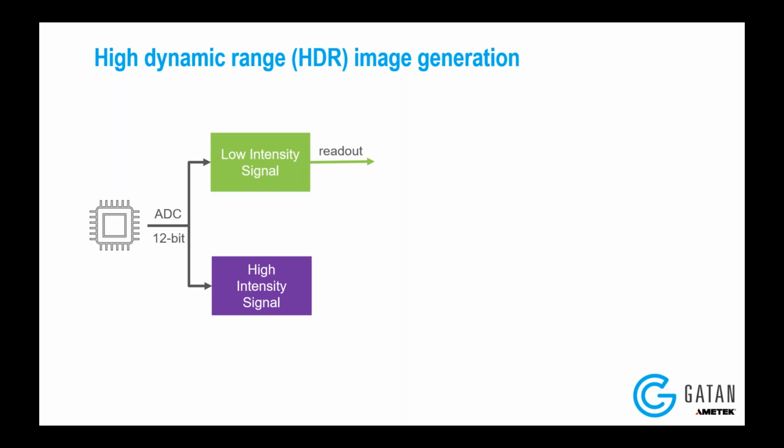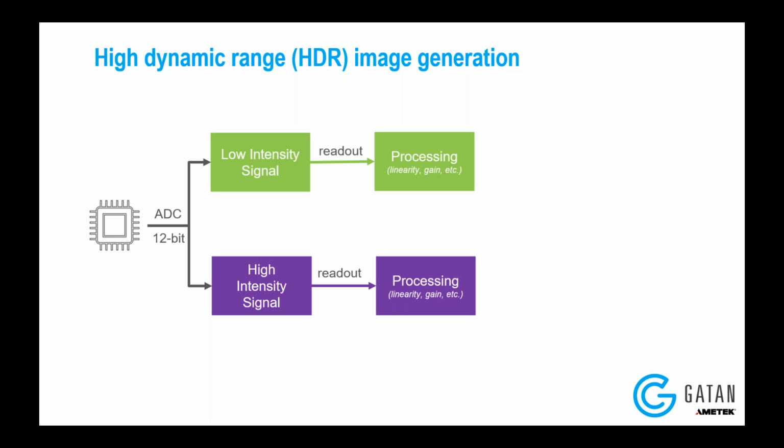So if you read out either the low intensity signal or the high intensity signal, you can apply all the standard processing that happens in the camera. With the camera, there's a linearity correction, there's a dark subtraction, there's a gain normalization. But you can tune the processing steps to be better optimized for low intensity signals and for high intensity signals. And then at the end, combine the two signals from the pixel into one signal, which is the HDR signal.